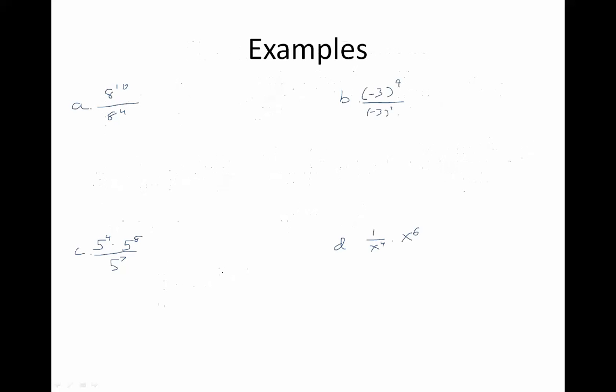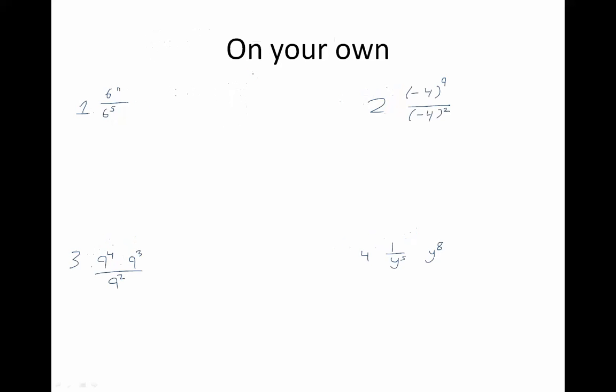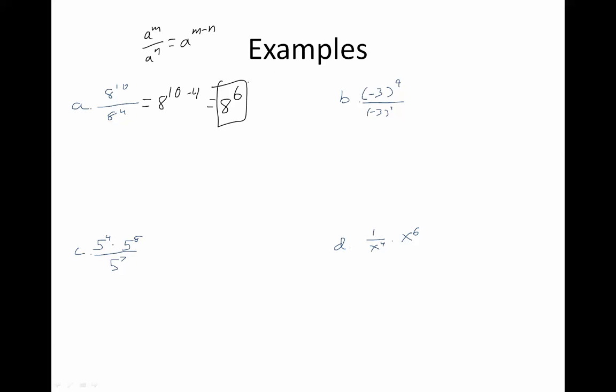Let's go ahead and do a couple of examples. 8 to the 10th divided by 8 to the 4th. I'm going to use this rule that when I divide variables, I subtract the exponents. So this is 8 to the 10 minus 4, which is 8 to the 6th power. And just like in the last section, it's okay for now to leave these big ones in their exponent form, right? This is an exponent form.